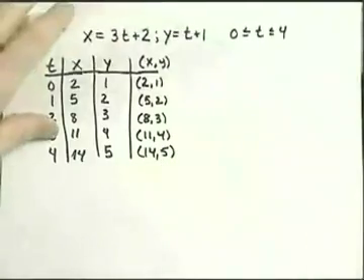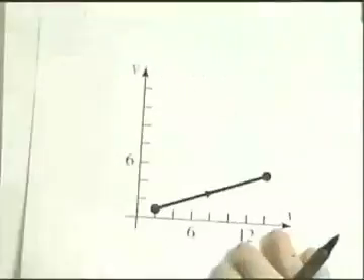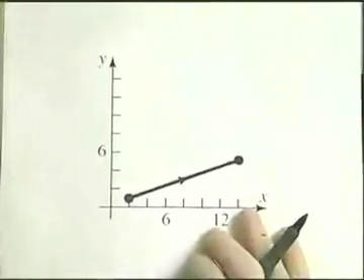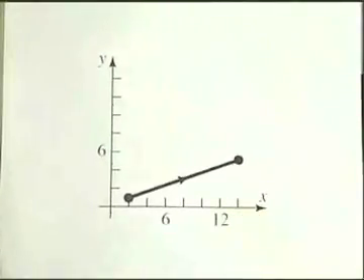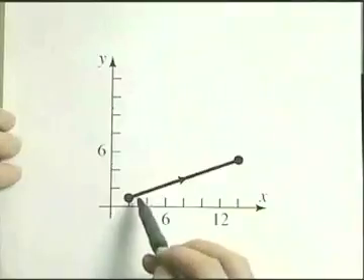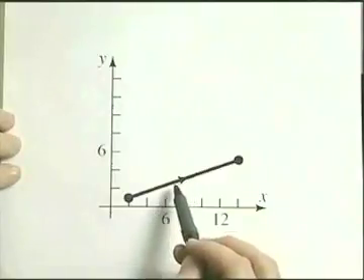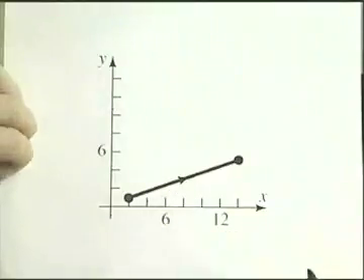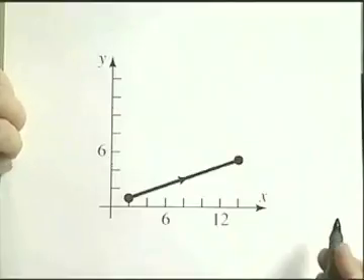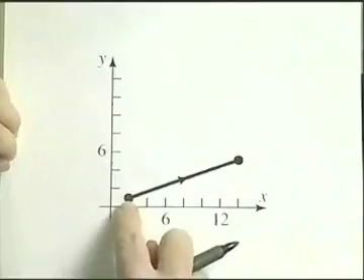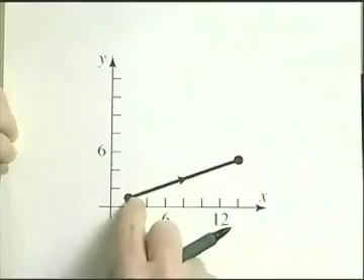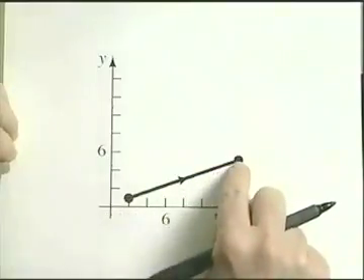I go ahead and plot those points, and I obtain the following graph. What you should notice on this graph is that I have an arrow drawn here. That arrow is used to indicate the orientation of the graph. By that I mean that the graph begins here, and then as t increases, we end up over here.